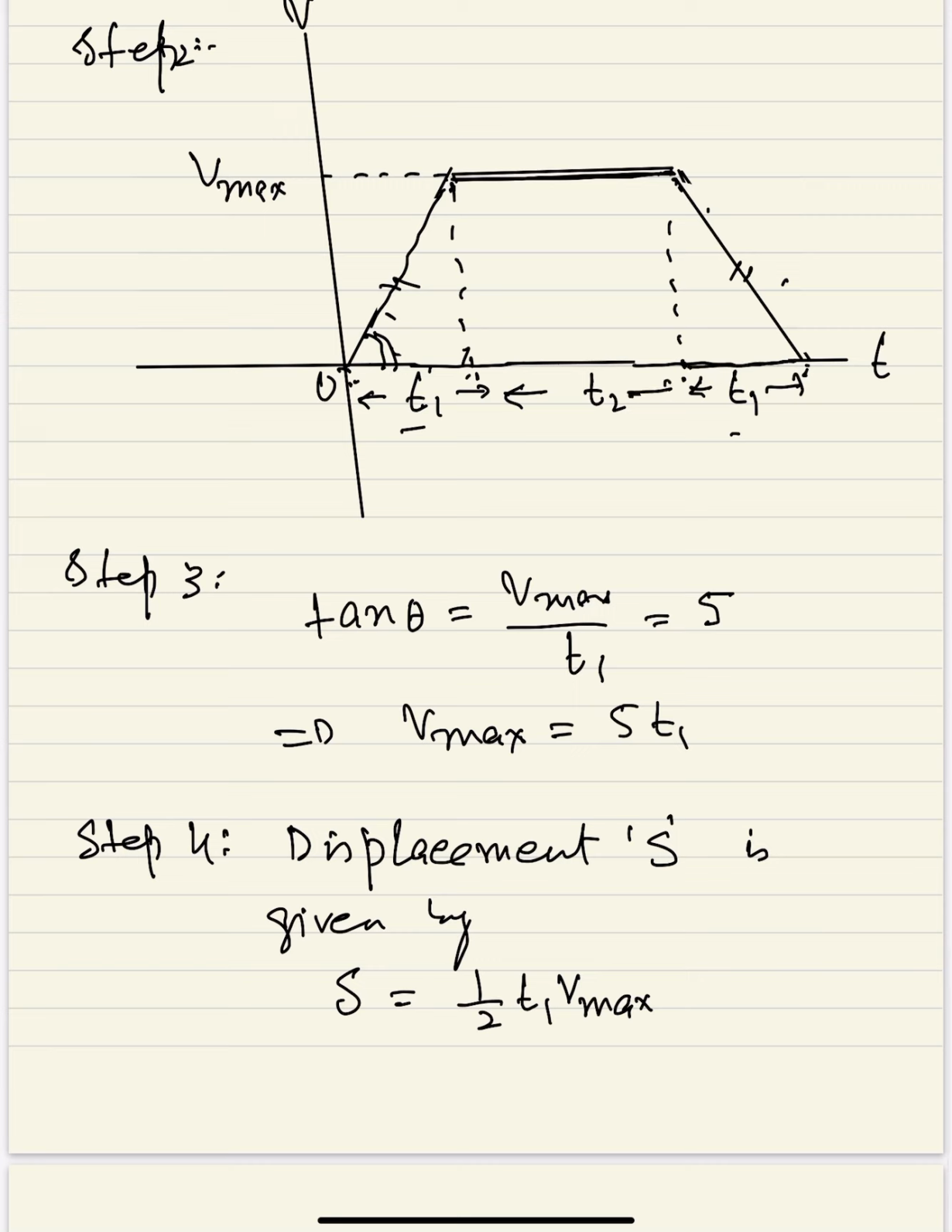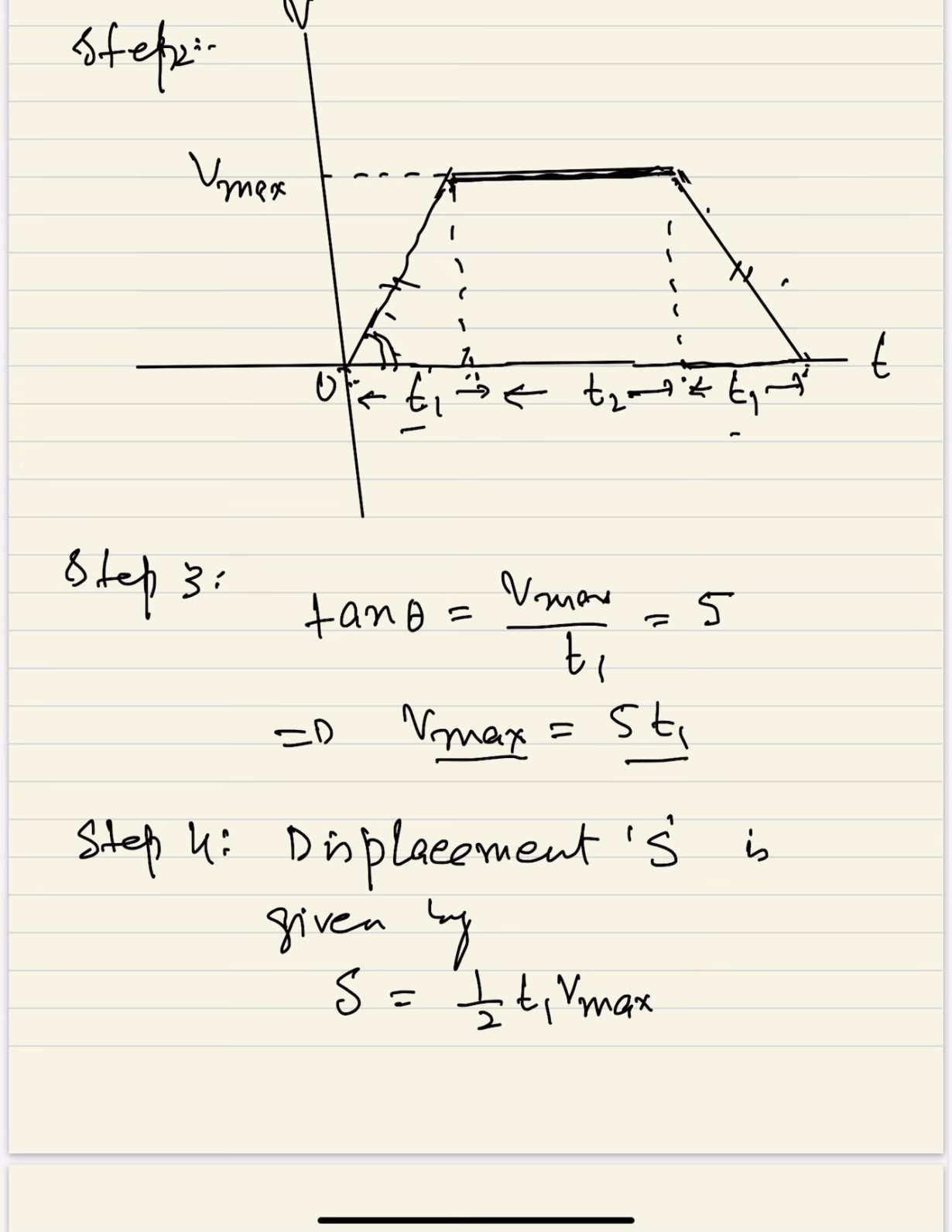So we have to find T2. T2 is the time in which it moves with constant velocity. So tan theta is V max by T1, that is equal to 5, because slope of the velocity time graph is acceleration. And here we get V max equal to 5 T1.